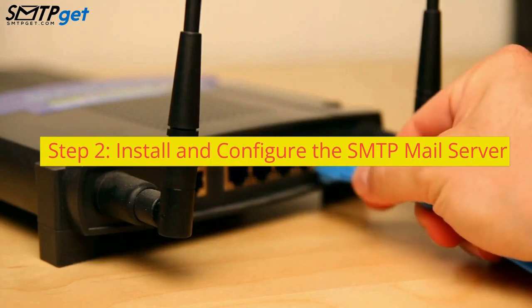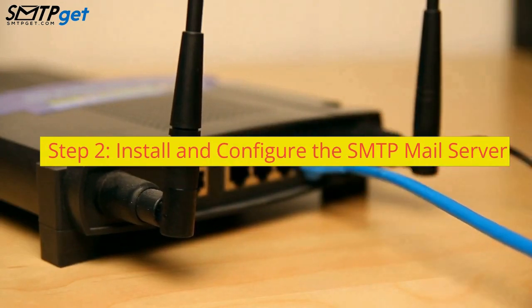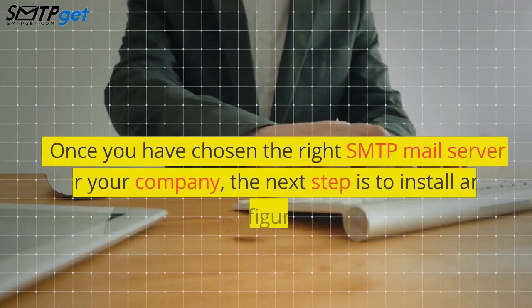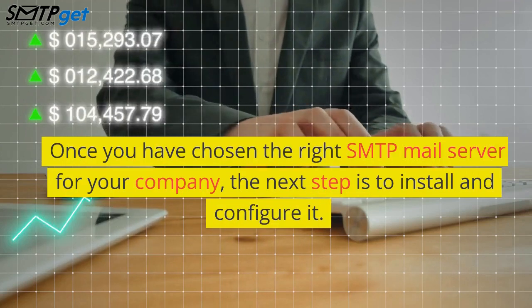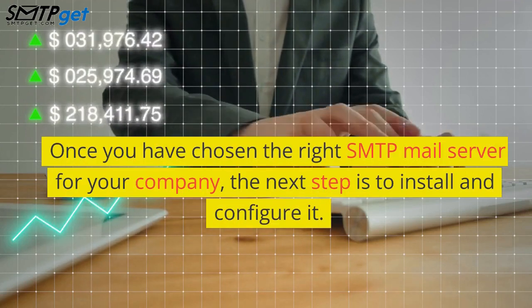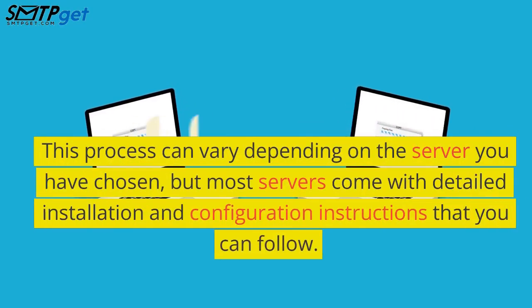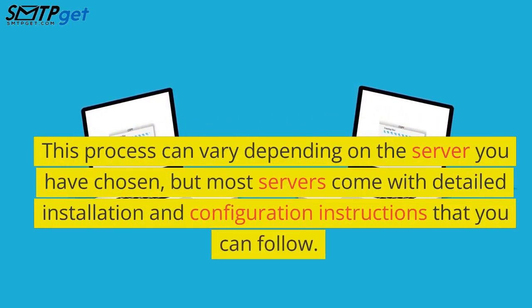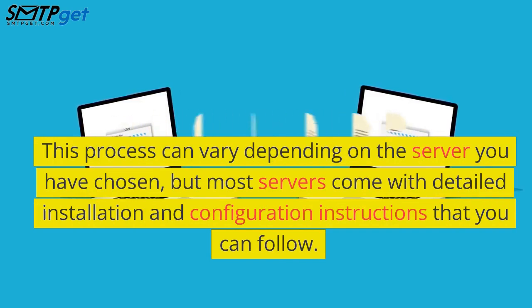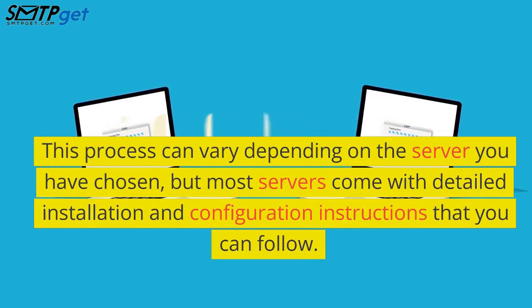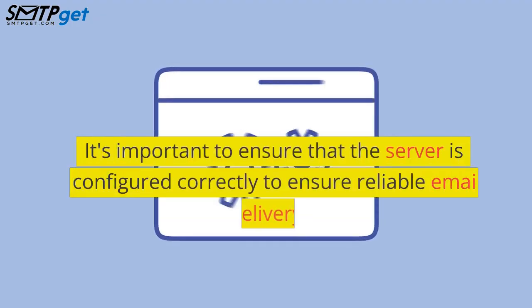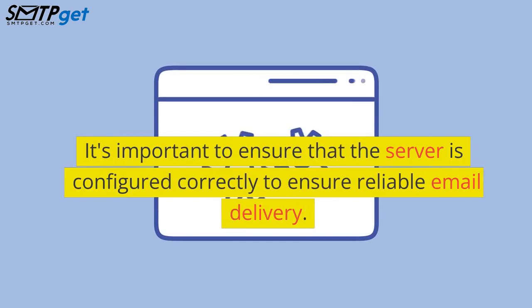Step 2. Install and configure the SMTP mail server. Once you have chosen the right SMTP mail server for your company, the next step is to install and configure it. This process can vary depending on the server you have chosen, but most servers come with detailed installation and configuration instructions that you can follow. It's important to ensure that the server is configured correctly to ensure reliable email delivery.